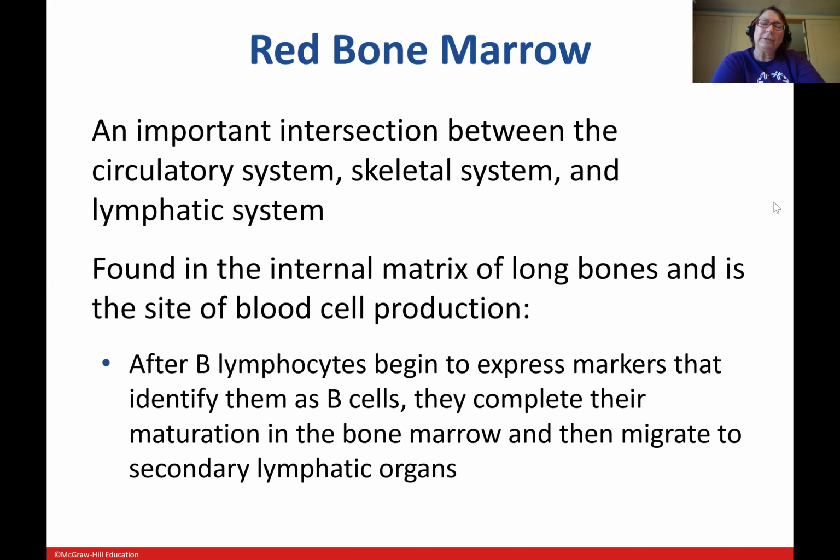Okay, all of the long bones have a matrix that includes this red bone marrow. And it's the site of all blood cell production, red and white. So, for example, after B lymphocytes, B cells, begin to express B cell markers, so they start to behave more and more like B cells, they complete their maturation inside the bone marrow, and then they move out to the lymph organs. And again, they're part of that surveillance system.